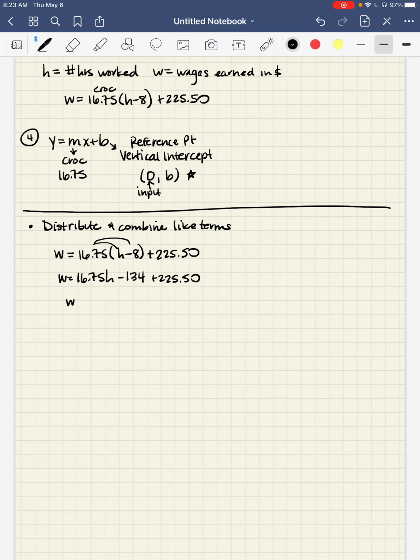All right, and then finally, I have the 16.75h, and then I just need to combine the -134 and the positive 225.50. So -134 plus 225.50 is going to get me $91.50. So now I am in y equals mx plus b form, where my reference point is (0, 91.50). So if you don't work any hours, you make $91.50. Maybe it's like a base pay that you're promised to get, and then you make money on top of it, that kind of idea. So that's one method.